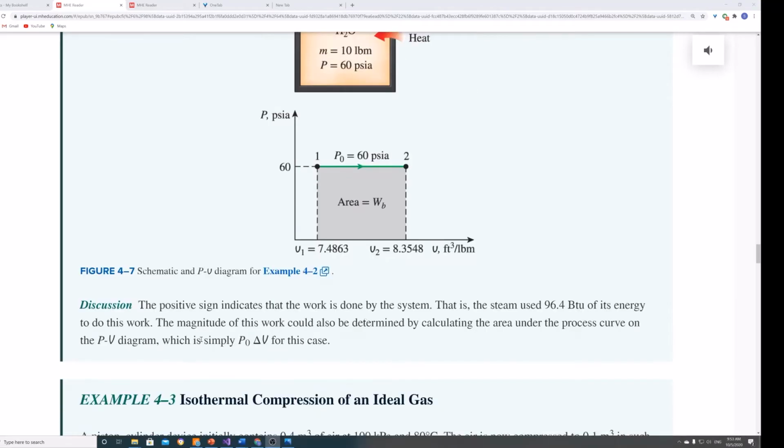Okay, so like I said, either way you put this, in terms of volumes or specific volumes, but if you wanted to find the actual work, it's just that constant pressure times that change in volume, right? Which is just the 10 pounds mass times the difference between these two would give you that.